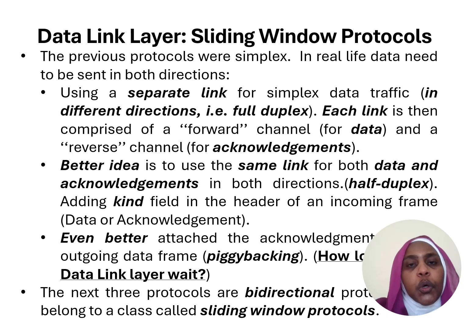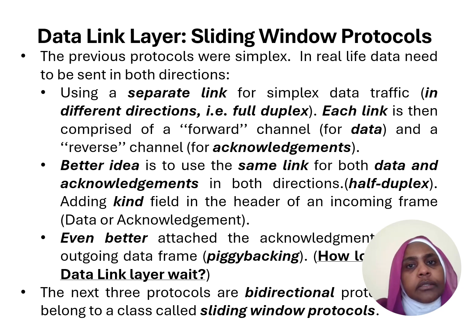All the previous protocols we have studied were simplex, where data was sent in one direction only. In real life, data needs to be sent in both directions. To achieve this, we have multiple options. First, to have double links, each a simplex link in one direction, achieving a full duplex communication. Each link consists of two channels, one for data and one for acknowledgements. This means we will lose serious bandwidth for the acknowledgements.